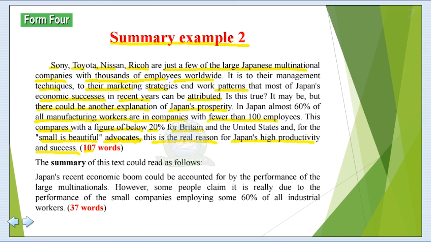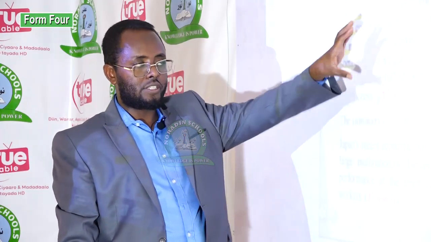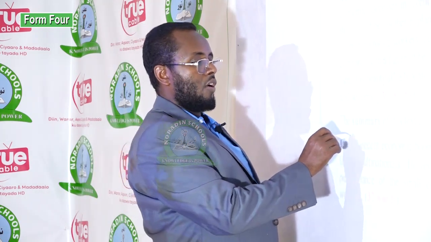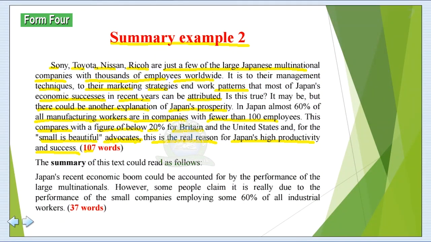So this is 107 words, and it's a long text. It's the original passage. So this is the summary, 37 words. The summary of this could read as follows. Japan's recent economic boom could be accounted for by the performance of large multinationals. However, some people claim it is really due to the performance of small companies employing some 60% of all industrial workers.